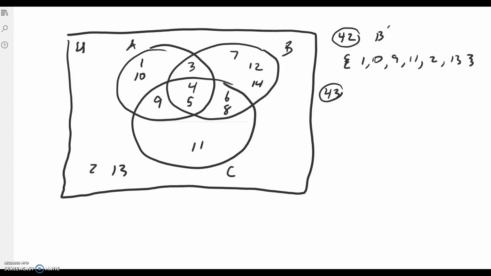Problem 43 asks us for the intersection of A and B. They want the set of all numbers that are in A and in B, where they overlap. And that's 3, 4, 5, just visually from the problem. Problem 44 wants A intersect C. That's similar. It's everything that's in circle A and in circle C. And that looks like these numbers right in here. Looks like 4, 5, 9.